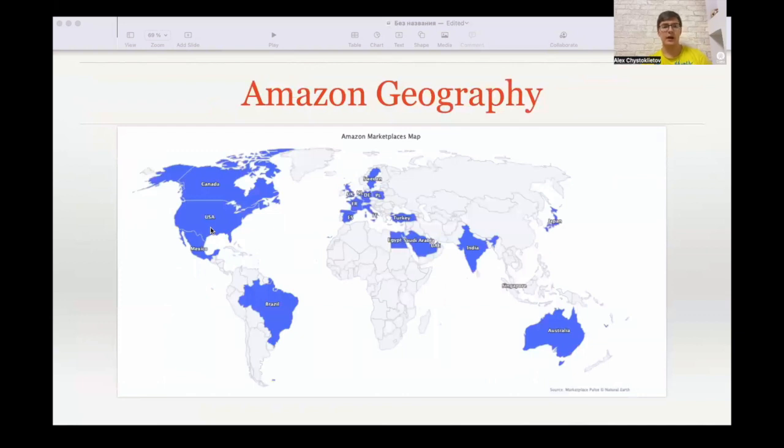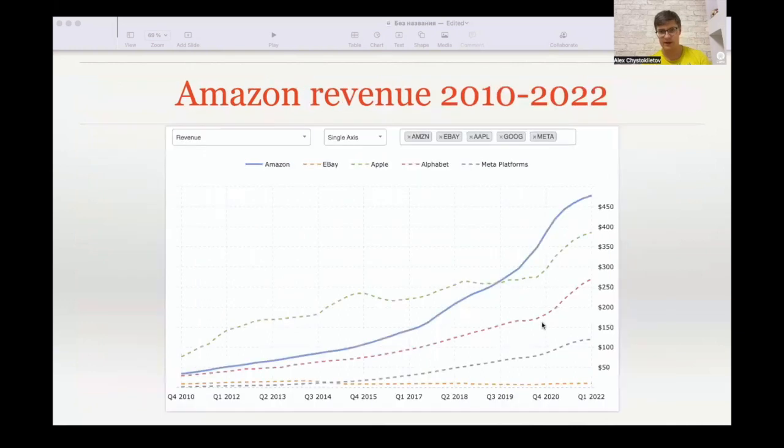We also can see how Amazon expanded worldwide. So we can see that if it started in the USA, now all of North America is here, Brazil, Europe, Turkey, Egypt, Asia, Japan, Australia, India. So many marketplaces nowadays.